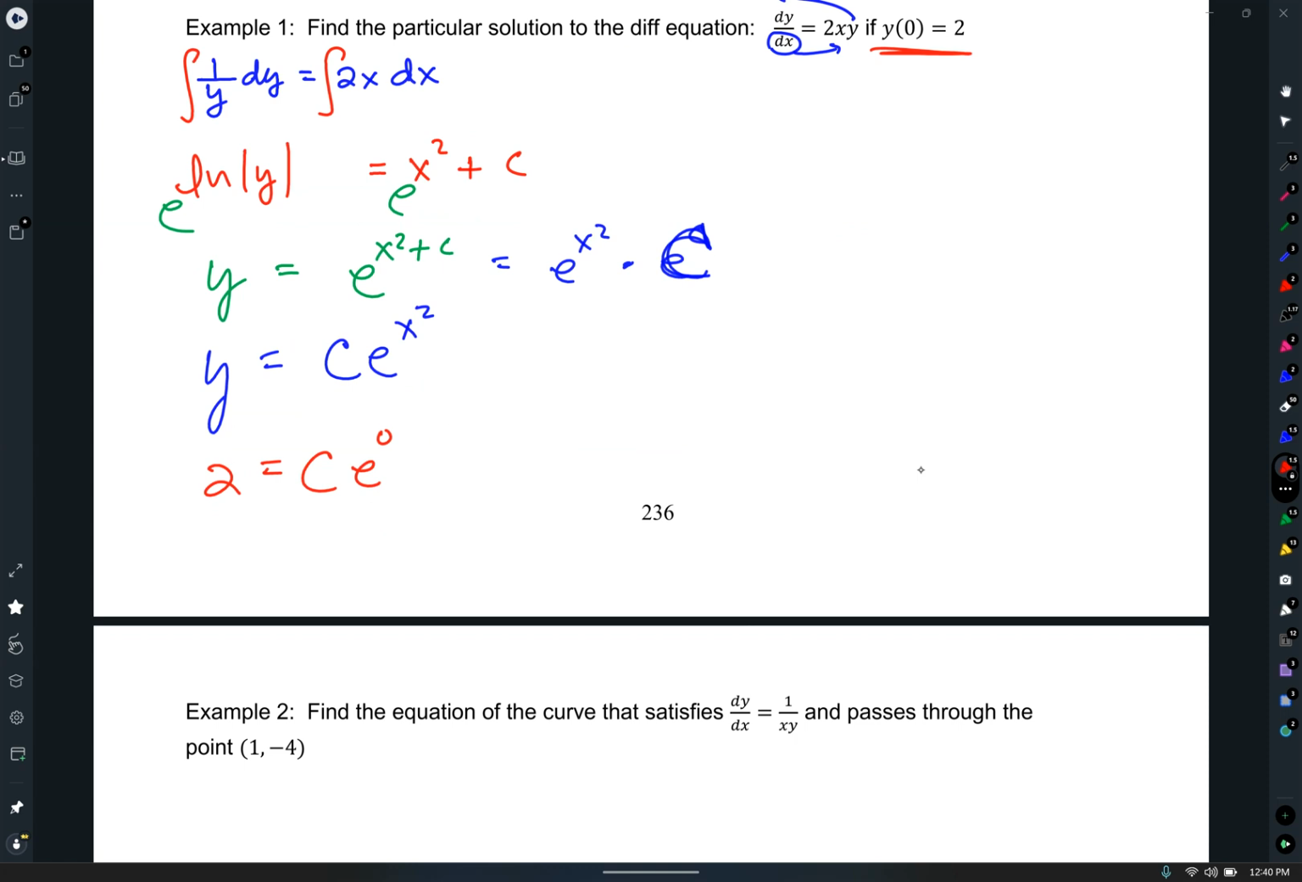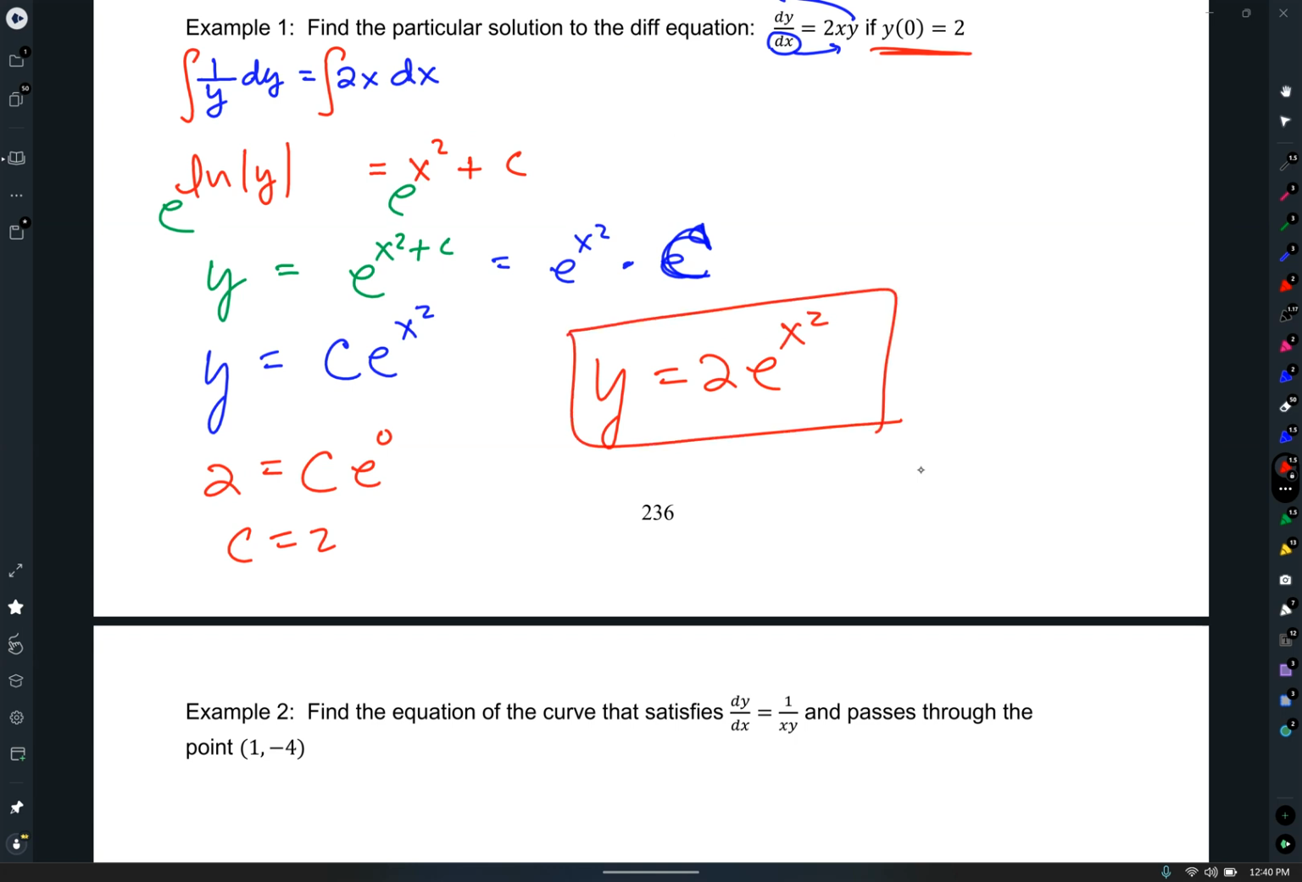Because what is e to the 0? 1. So what is c? C is 2. So we've solved for c, but the answer isn't what is c. The answer is what is y. So y is 2e to the x squared. That's the particular solution. If it had the c, it would be the general solution.